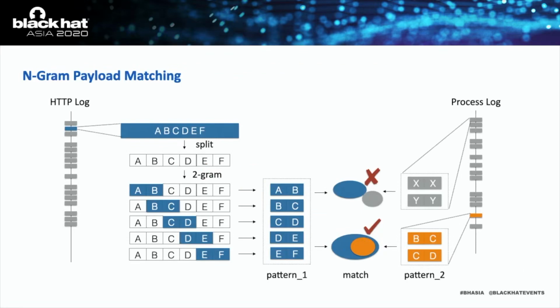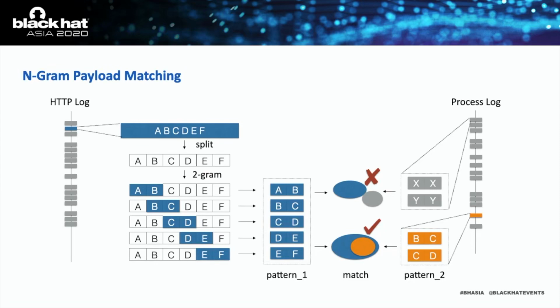Here, we introduce how to find similar paths, and we call it n-gram payload matching. First, we iterate each HTTP request and use rule-based methods to split words. Then, we use 2-gram to generate feature patterns. We use these generated feature patterns to represent the information in the original data packet, and we call it pattern.